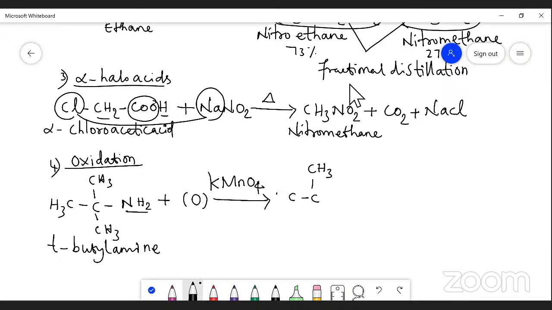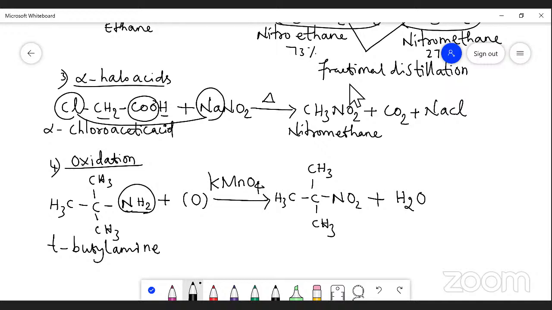That is CH3, here NO2. So this NH2 group is oxidized into an NO2 group, and you are expecting H2O as a side product. Okay. So how will we give a name to this compound?